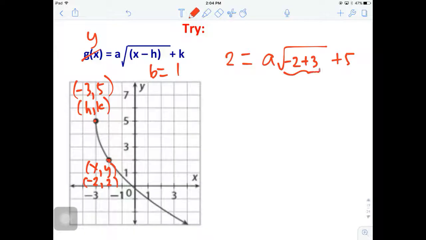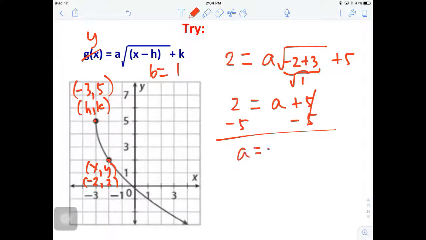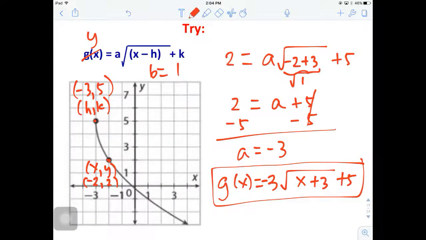And next thing we're going to do is simplify inside here. That's a 1. Square root of 1 is just going to give us 1. So 2 equals 1a plus 5, minus 5, and we got a equals -3. So we got g of x is equal to -3 square root of x plus 3, plus 5. And go ahead and use Desmos right now to verify this equation and make sure that it looks like the graph. And it actually makes sense that a equals -3, guys, because we have the graph that looks like it's flipped, right? So go ahead and make sure you verify that before we move on.